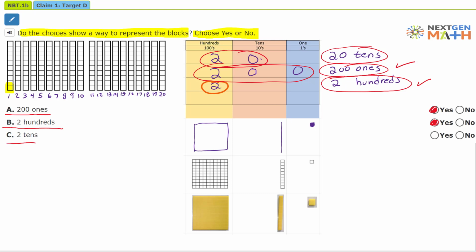Problem C says 2 tens. The way we would actually write 2 tens would be this. 2 tens. And 2 tens would be like 21s. So C does not work. So C is a no.